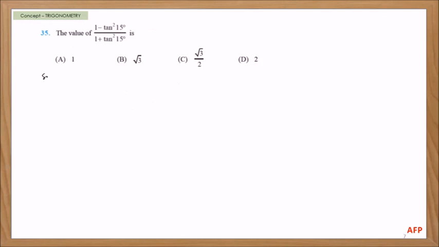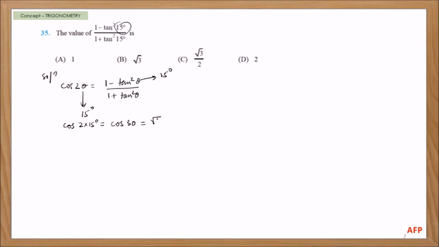Now, a very simple and simplified answer: we have cos 2 theta is equal to 1 minus tan square theta divided by 1 plus tan square theta. So in place of theta we have 15 degrees here. If you substitute 15 in place of theta, cos 2 times 15 degrees is nothing but cos 30 degrees, and cos 30 degrees is nothing but root 3 by 2. C is the option.